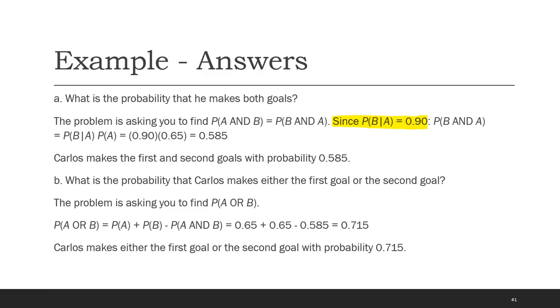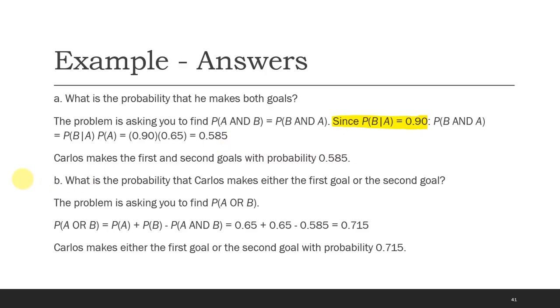So then if I'm trying to compute the probability of B and A, well, I can use that rearranged conditional probability formula and use the probability of B given A times the probability of A. And so as you can see here, I have now backed into what is the probability of making both goals. It's 0.585. So it's really just backing into the calculation.